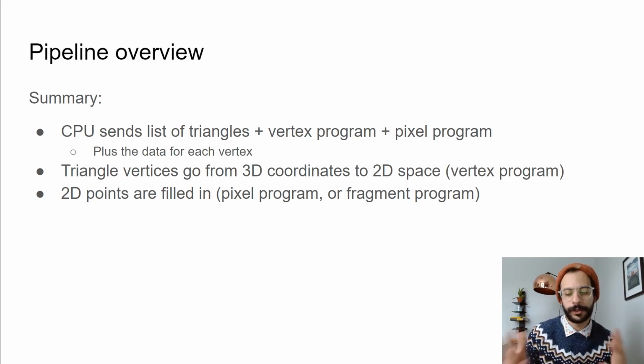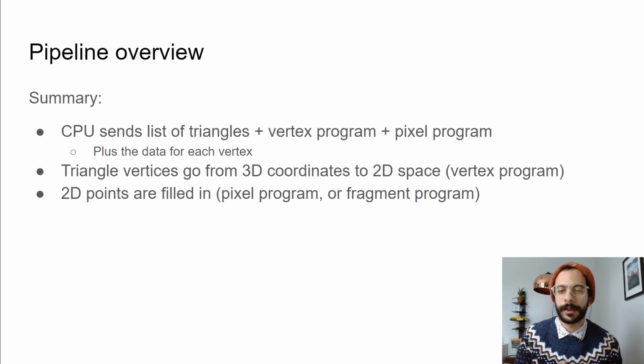Yeah, and then the triangles go from 3D space to 2D space. They get rasterized, and then the 2D points are filled in, and that's again where you can write your own code. And you'll see this word fragment shader, fragment program. You can think of this as interchangeable with pixel program. So the vertex shader, its goal is to transform vertices. The pixel program or the fragment program, its goal is to paint the pixels.